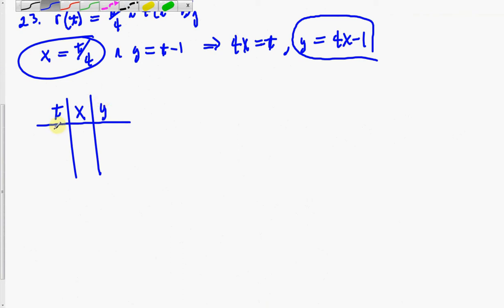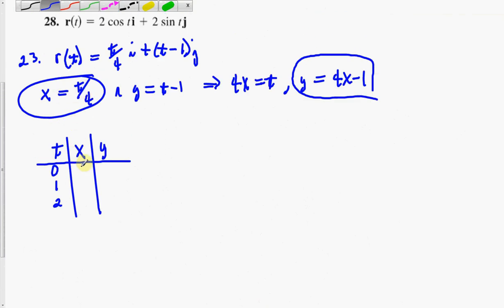T starts at 0 and we count from such. So if t is 0, then obviously x is 0. If t is 0, y is negative 1. We can also get the same inference over there as well. If t is 1, then x is 1/4, and if t is 1, y is 0. If t is equal to 2, then x is equal to 1/2. Again, t is 2, y is equal to 1.